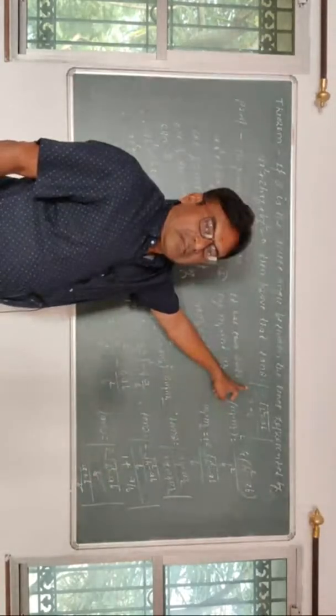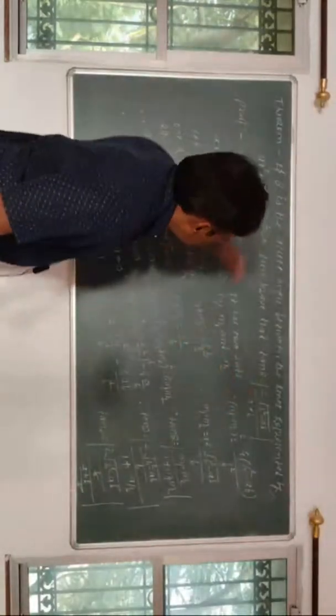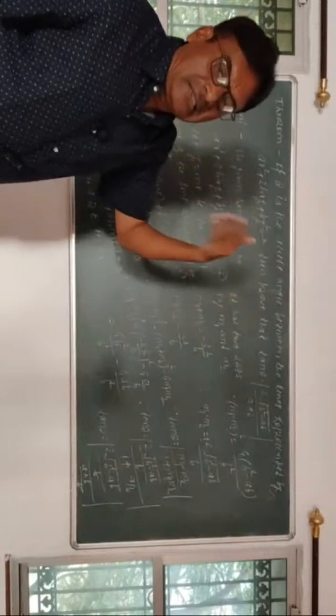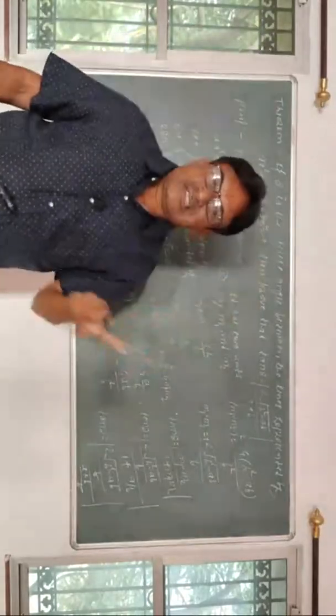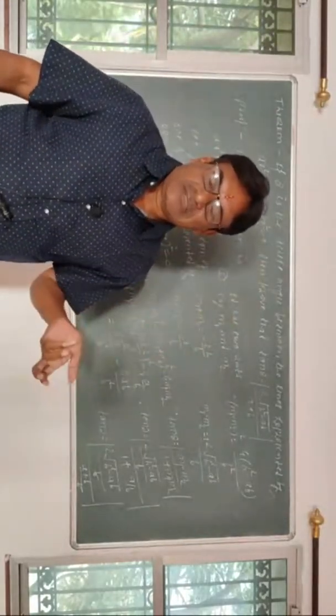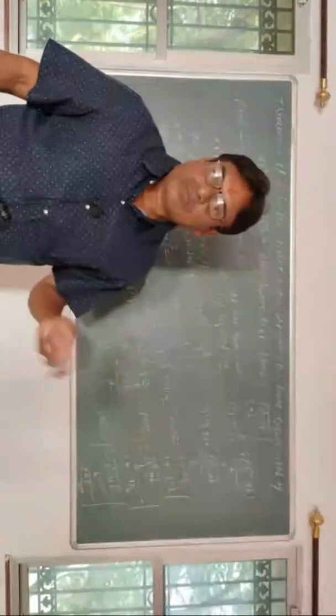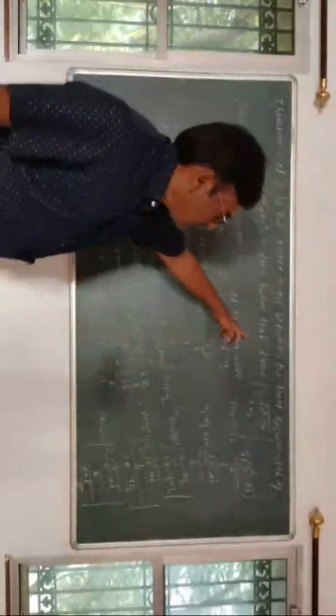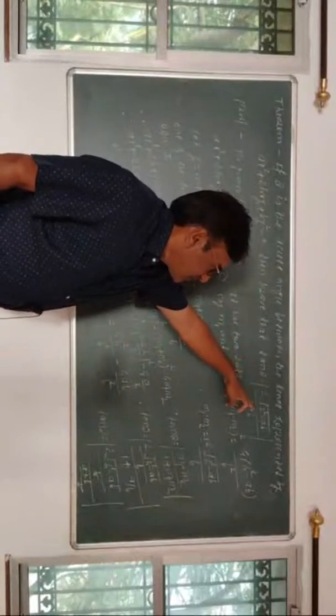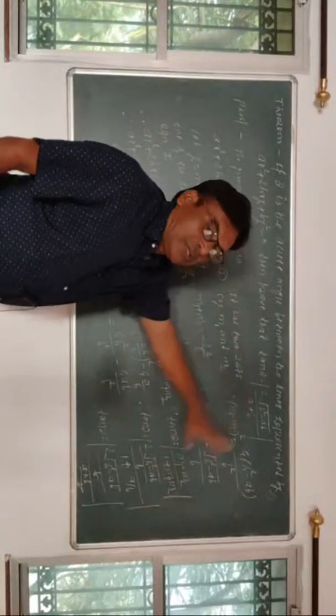In this way, we prove the theorem, that is, if theta is the acute angle between the lines represented by the homogeneous equation, that is ax square plus 2hxy plus by square equals to 0, then we prove that here tan theta is equals to 2 under root h square minus ab upon a plus b.